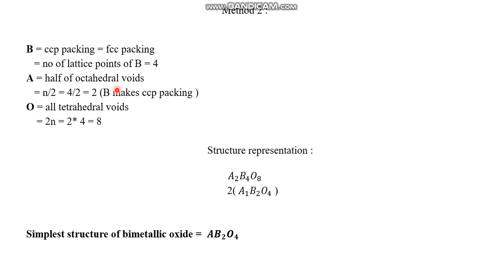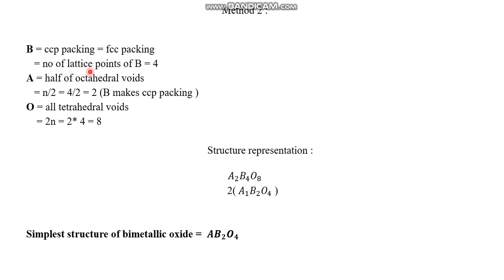then as a default, you have to take that packing to be FCC only. It's a default thing. If only the CCP term is mentioned, then by default you have to take the packing to be FCC only, face centered cubic close packing. So if B is making your CCP packing, it's an FCC kind of packing.